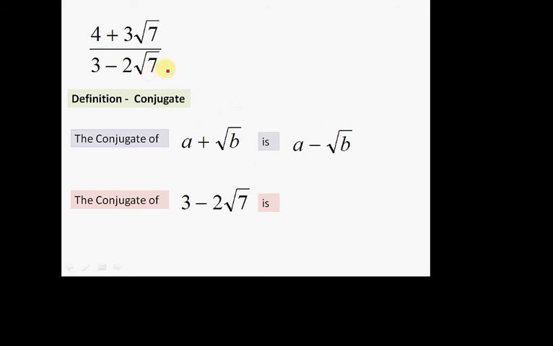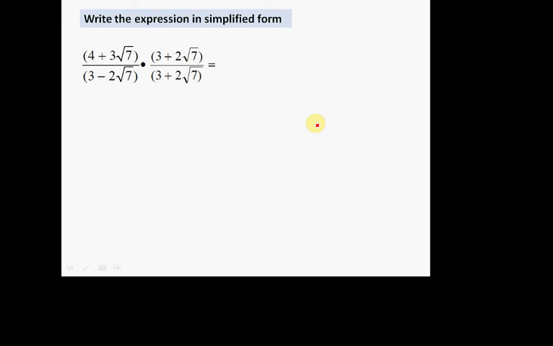So now let's take a look at our denominator: 3 minus 2 times the square root of 7. It's a binomial expression with a radical sign. So what would be the conjugate of this? Well, we've got to make this negative sign a plus sign. So we go 3 plus 2 times the square root of 7. That's going to be our conjugate. Okay, there it is right there.